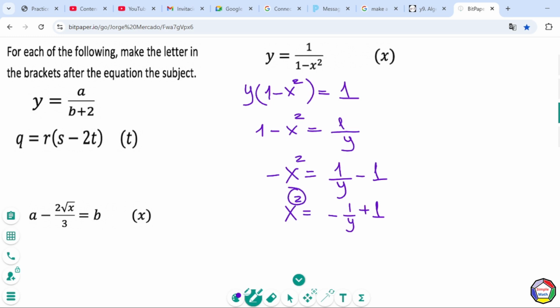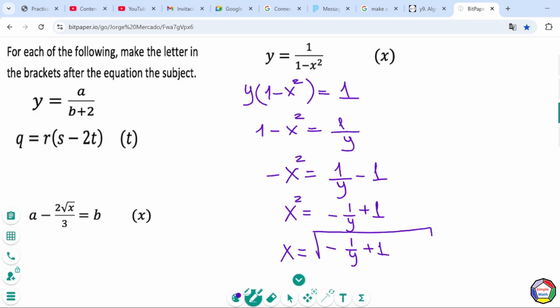And remember, the way we solve an exponent is by using the inverse operation of exponent, which is roots. So I'll say that x is equal to the square root of minus 1 over y plus 1. That's the way we isolate the letter y, or we make the letter x the subject.